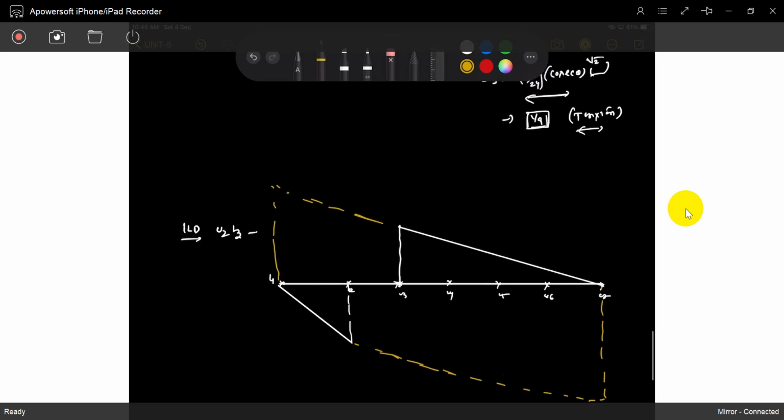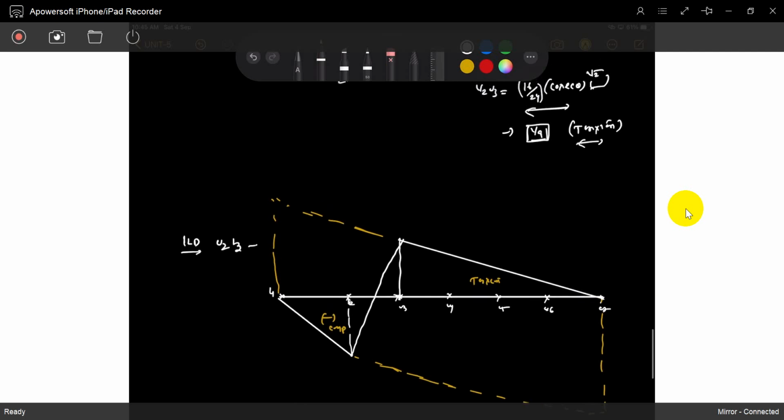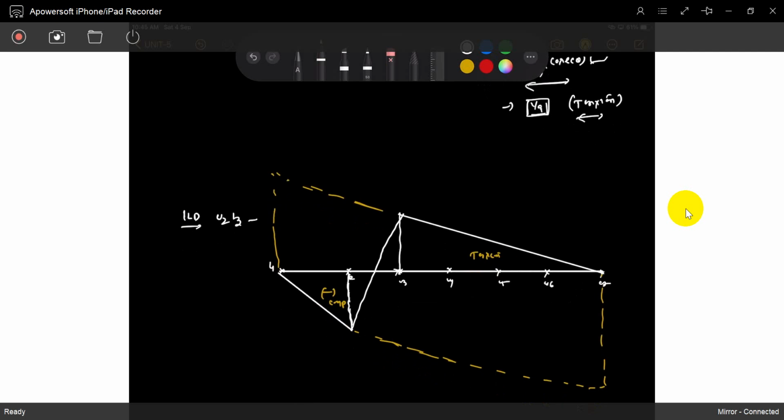Up to this V2, it's a compression. It's a tension. In between, it changes from compression to tension. But the values are the high values, so you can easily find out. What is this value? It's a total of 24.